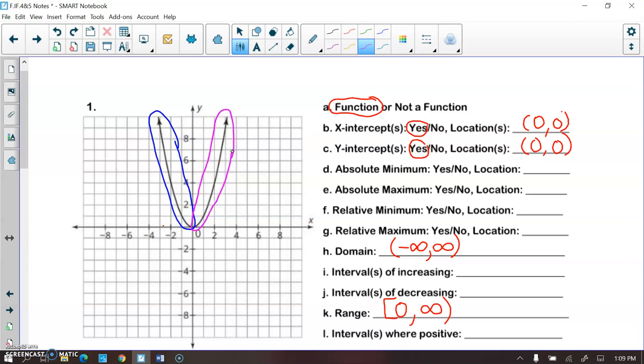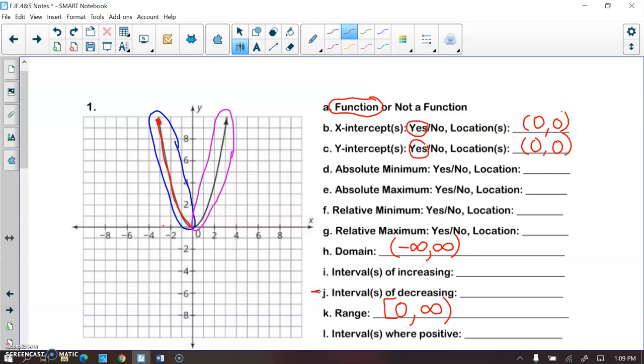Now, when we are reporting the intervals of increasing and decreasing, we should always start at the leftmost portion of each section. So for the blue section, we're going to start at this left point here, and then we're going to trace with our pencil what's happening. So what's happening with my pencil or this red line? It is going down. So that is an interval of decreasing.